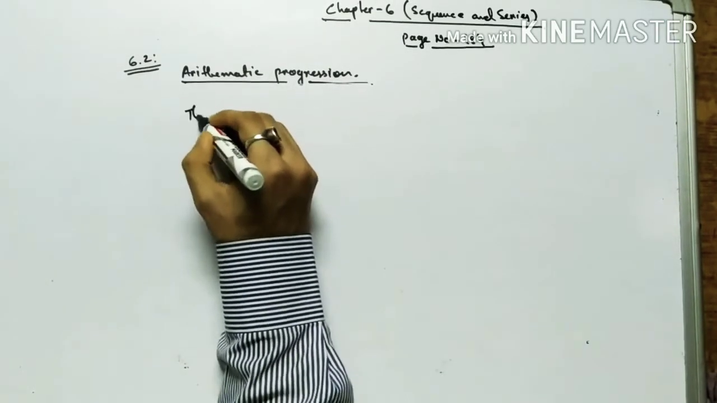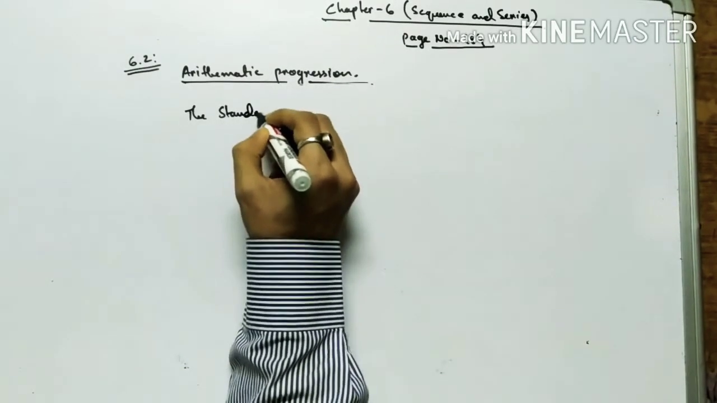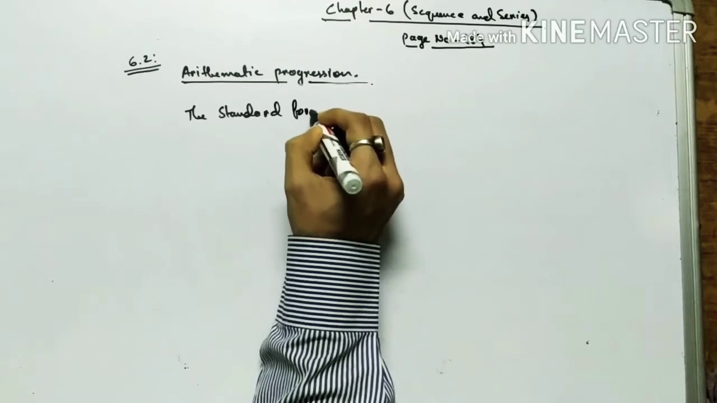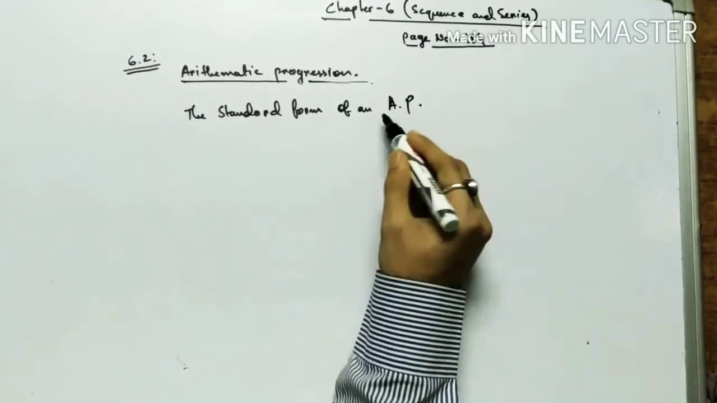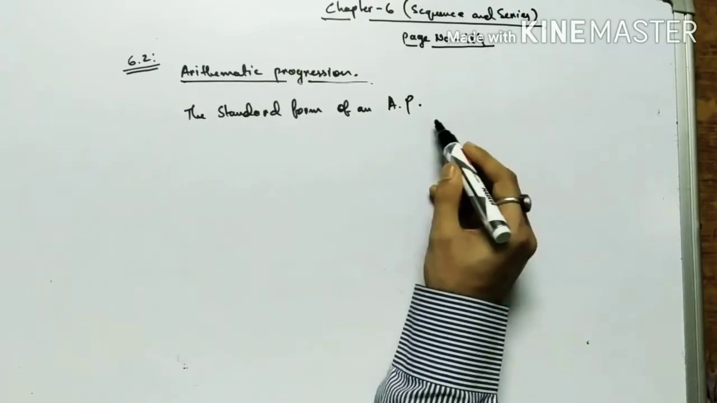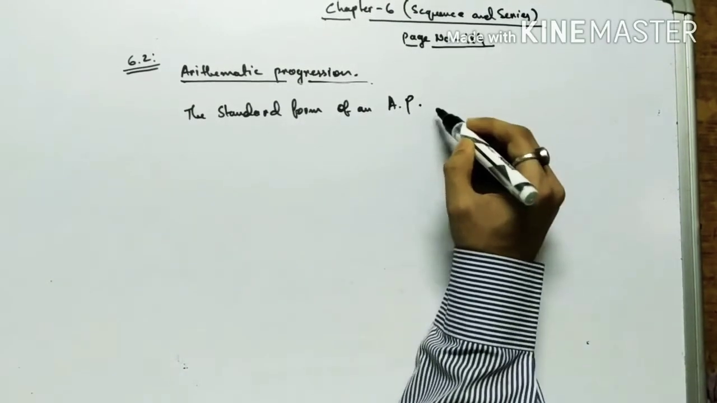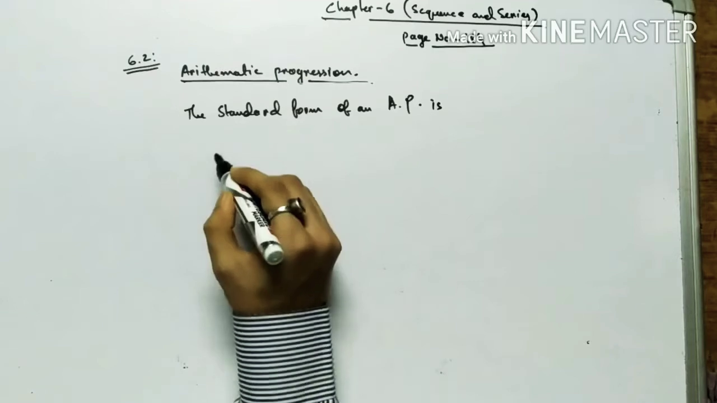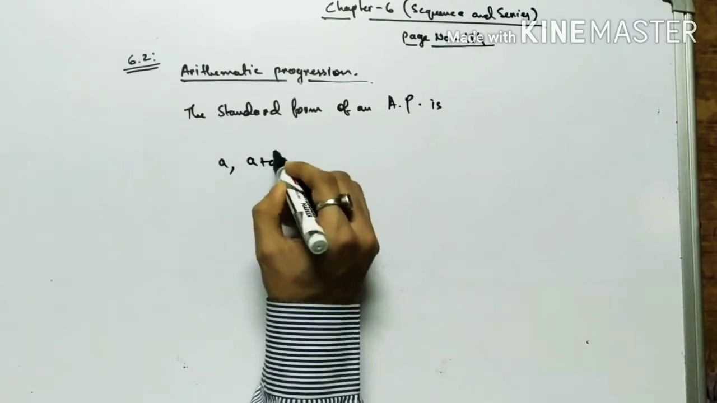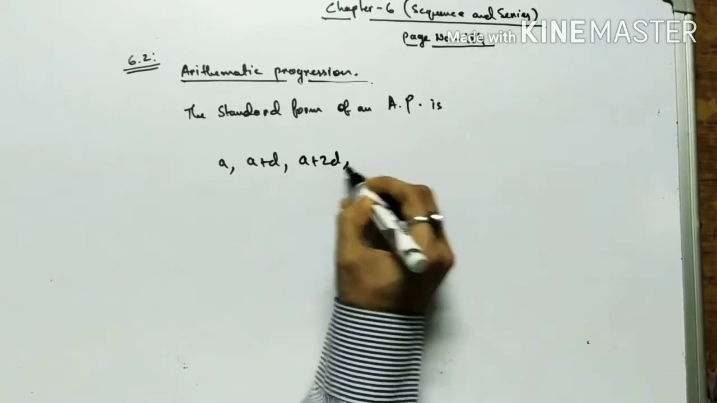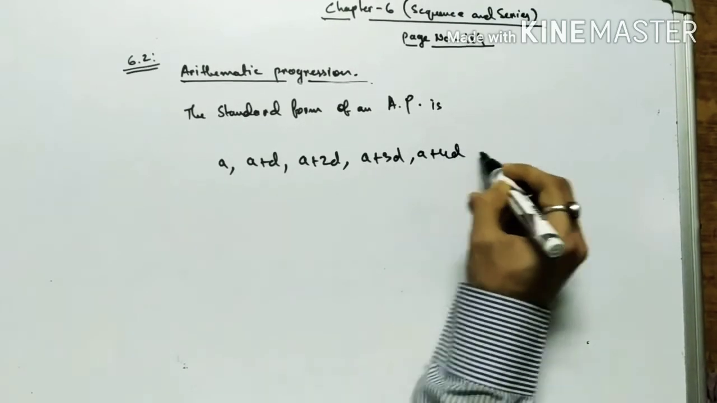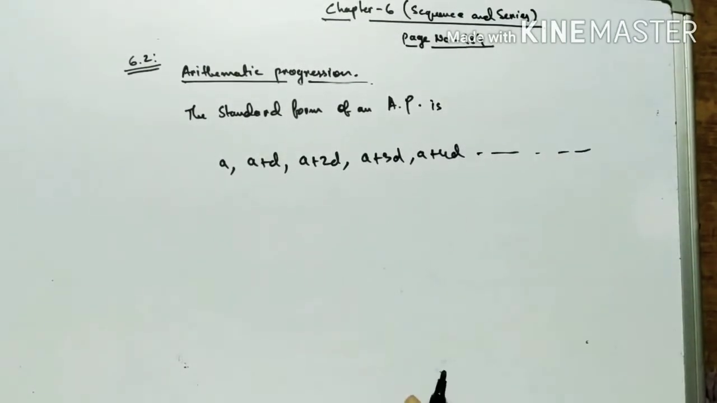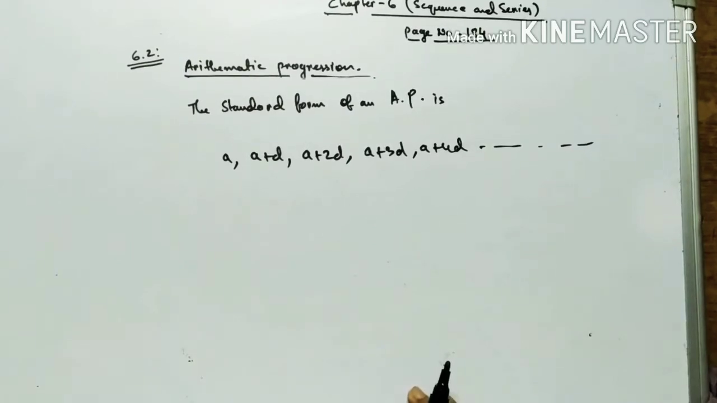Now you see the standard form of an AP. In short, arithmetic progression, I can write AP. The standard form of an arithmetic progression is a, a plus d, a plus twice d, a plus thrice d, a plus 4d, dot dot dot. This is the standard form of an arithmetic progression.